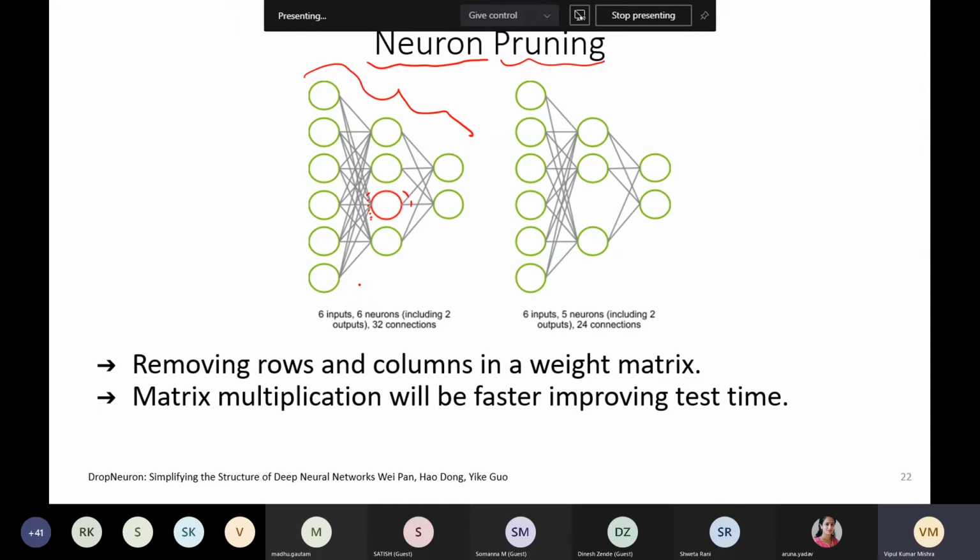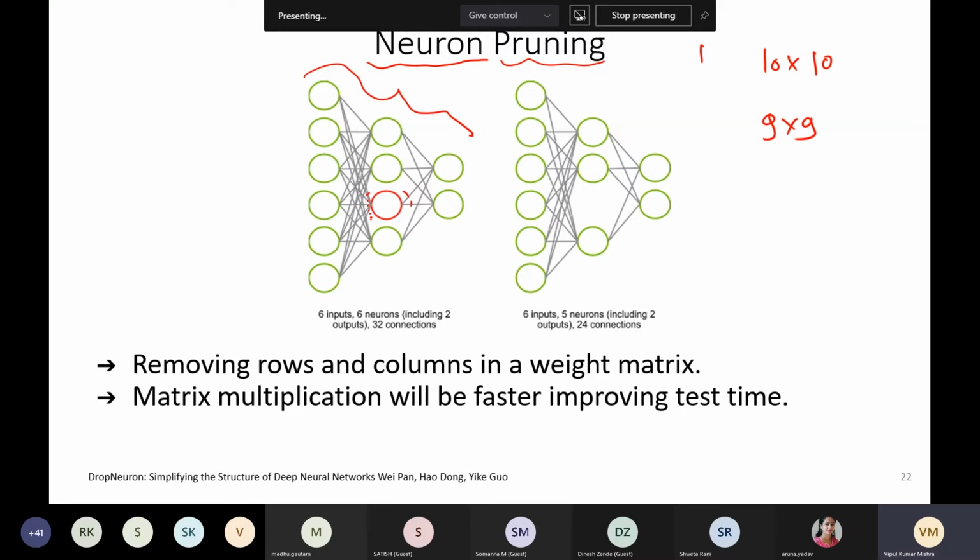So automatically, this will not make a sparse network. This will reduce the row and column size of the weight matrix. They will not make your weights sparse. They will reduce the size of your matrix, right? And once the size is reduced, automatically this will be faster, right? So you do not need any dedicated hardware. Suppose initially your matrix size is 10 cross 10, and once you remove, let's say, one neuron, it will become 9 cross 9. So automatically this will be faster. So that is neuron pruning.